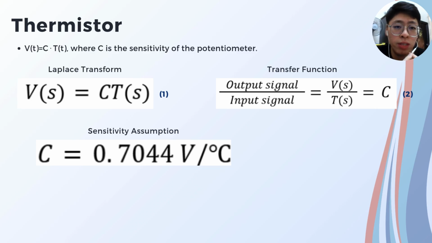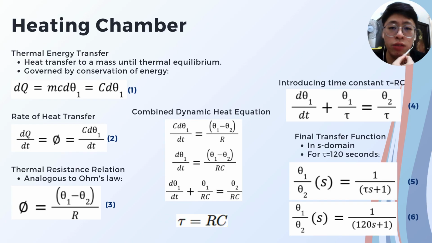The output voltage is proportional to temperature, given by V equals C t, where C is the potentiometer sensitivity. In the S domain, it becomes as shown in equation 1. The transfer function is the ratio of output to input, as shown in equation 2, with C equal to 0.7044 volts per degree Celsius. This shows the linear relationship between temperature and voltage based on the thermistor sensitivity. Let's look at the heating chamber model.